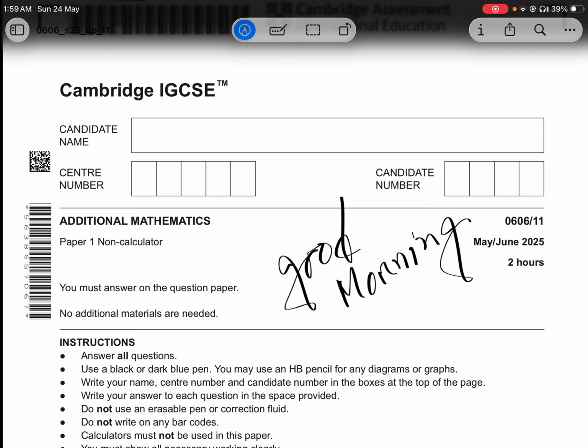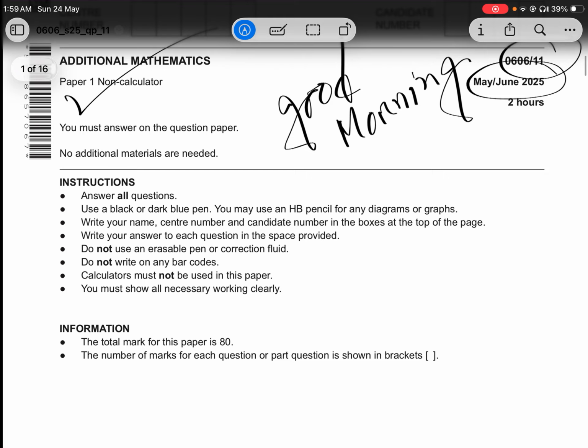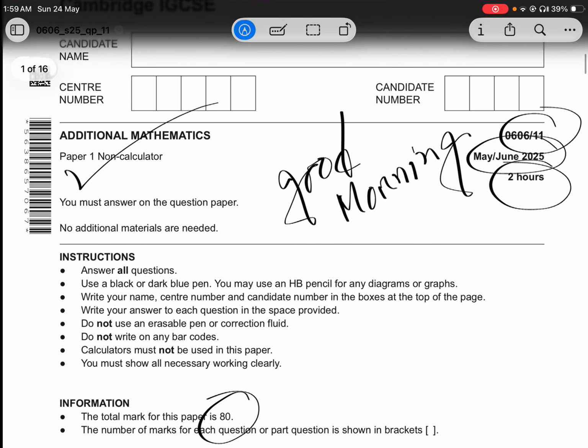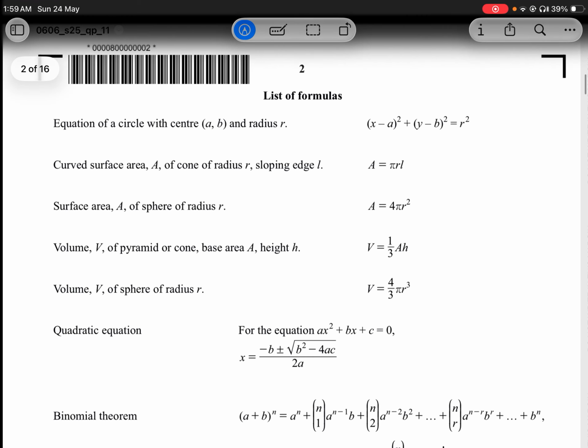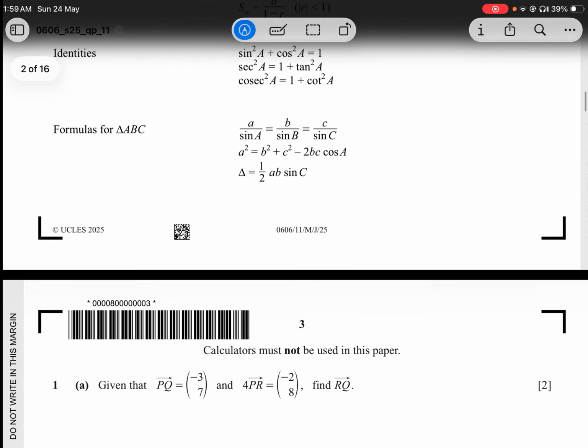So today I'm going to give an exam of AdMaths 0606/11. I'm in paper 1, May June 25. This is paper 1 non-calculator and our total marks is 80. Time is 2 hours. So here's the sum formula. We don't need it actually.